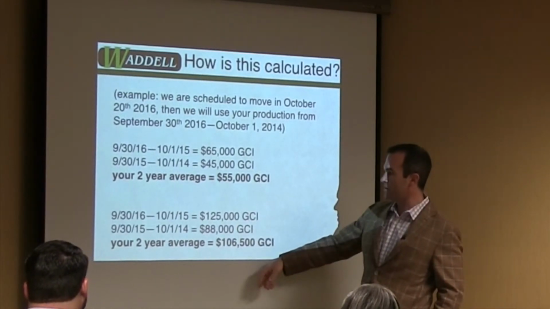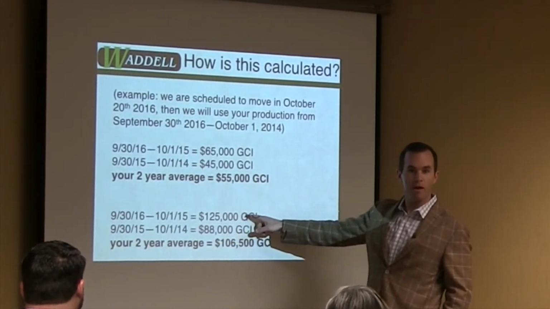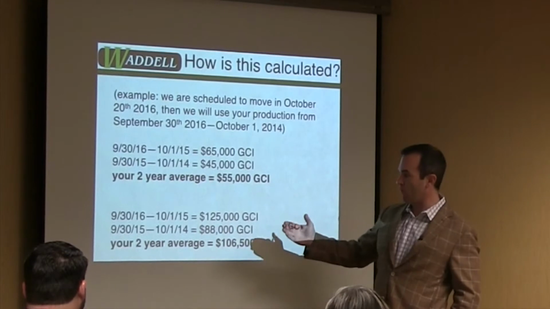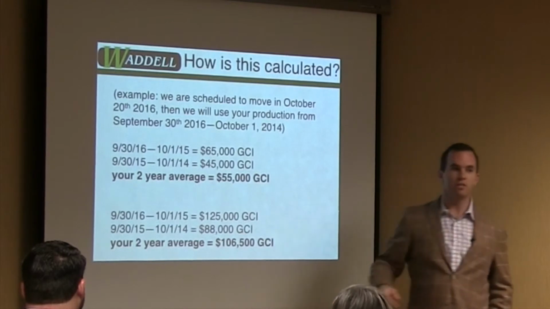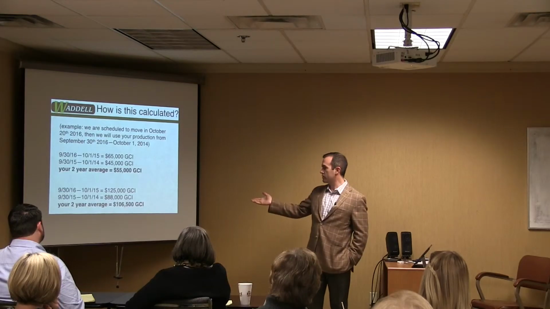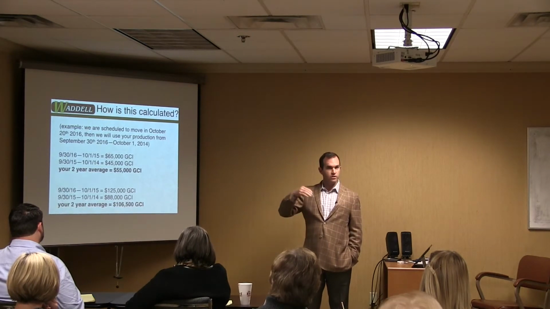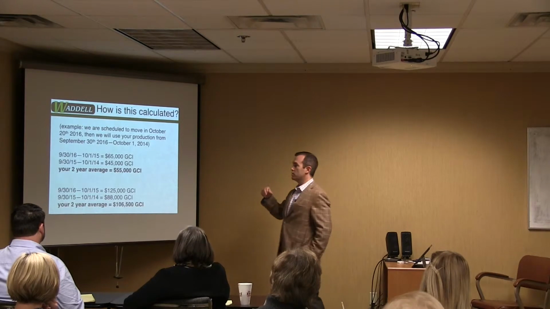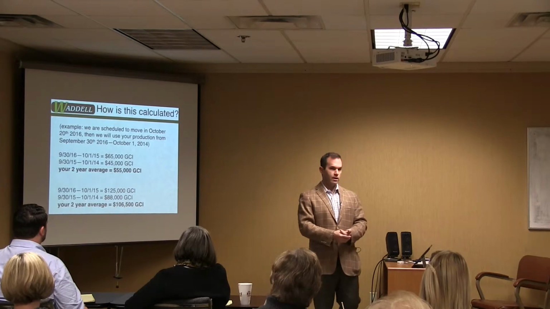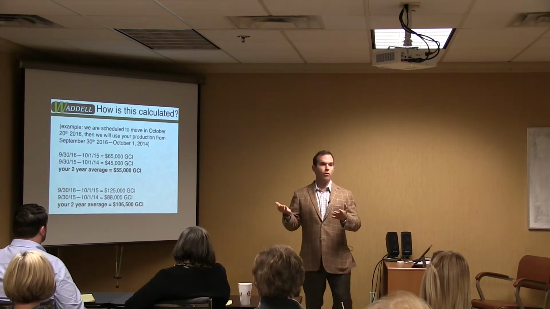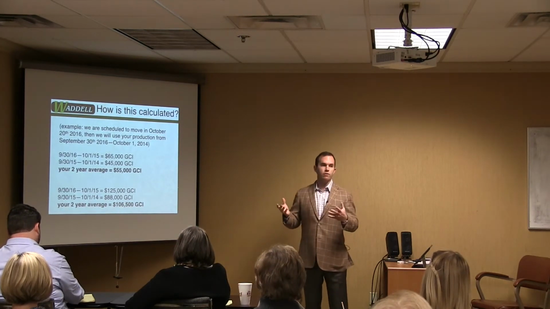For the private office space, same example. If you closed $125,000 in GCI the past 12 months, and from 12 to 24, you had a GCI of $88,000, your 2-year average would be $106,500. Does everybody understand how that's calculated? Okay. So it's a 24-month look back to give an average, because we've been in real estate long enough. We know that you don't earn exactly the same every single year. There are fluctuations. So an average helps adjust for that.